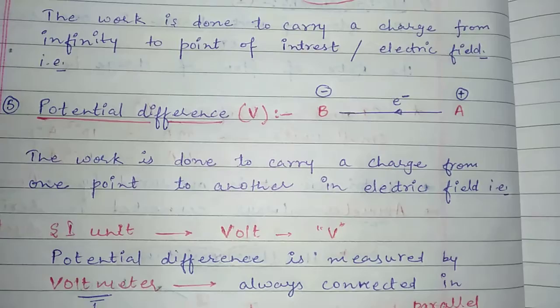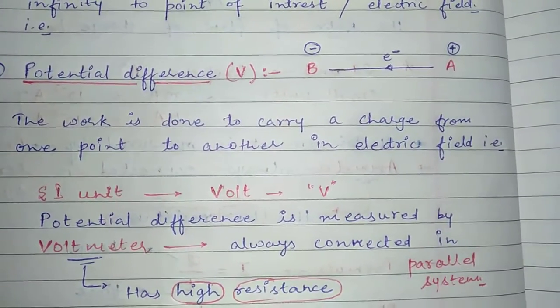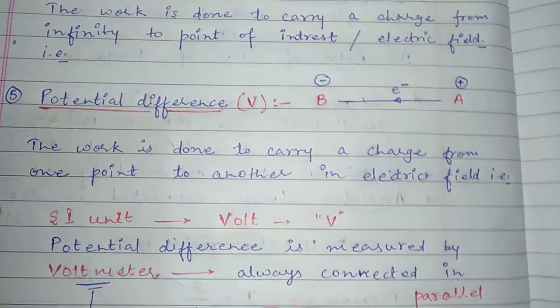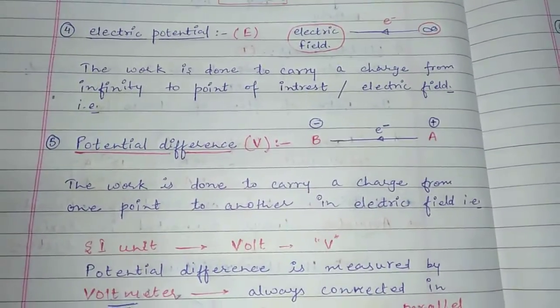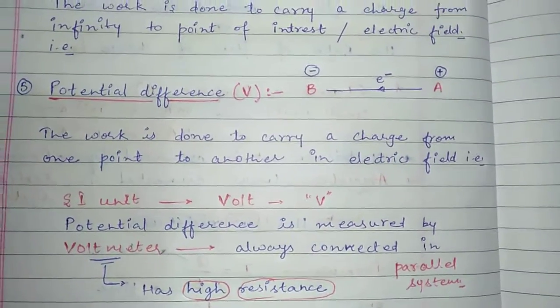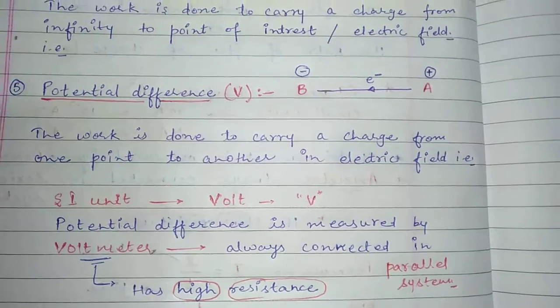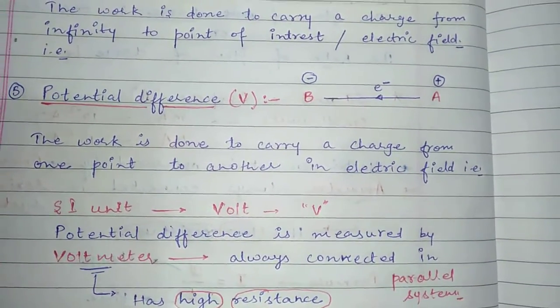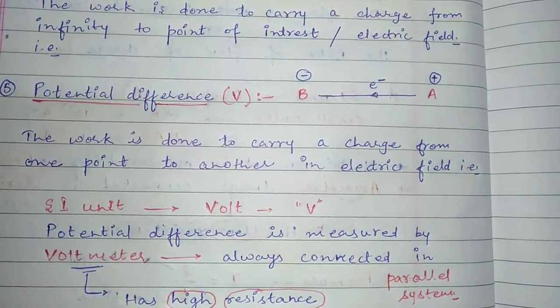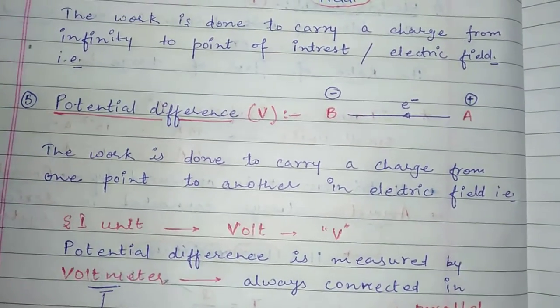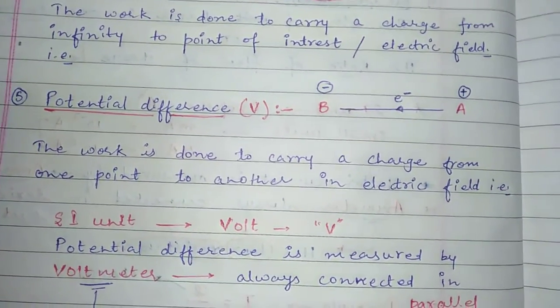Then students, we will discuss the potential difference. Potential difference is given on the basis of electric potential. So what is the potential difference? Potential difference means what? Potential means any potency, and difference means here potential will be considered as a charge.